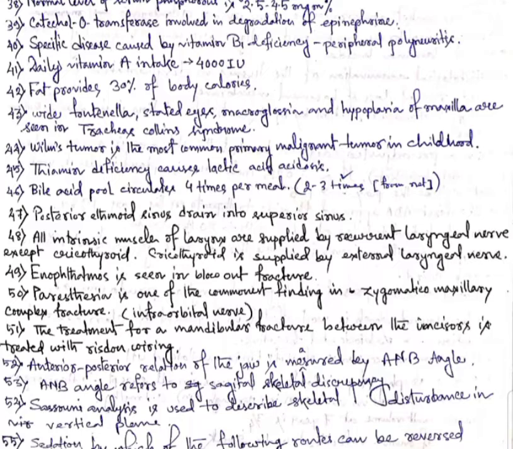Catechol O-methyltransferase is involved in degradation of epinephrine. Specific disease caused by vitamin B1 deficiency is peripheral polyneuritis. Daily vitamin A intake should be 4000 IU, international unit. Fat provides 30% of body calories.